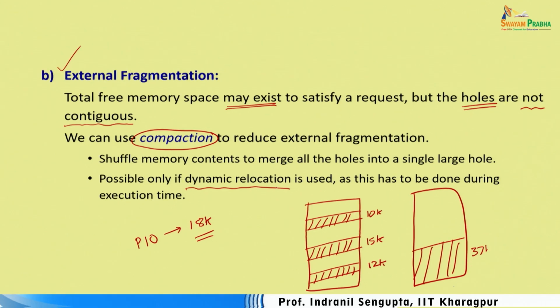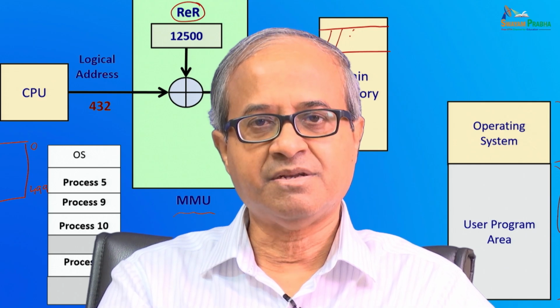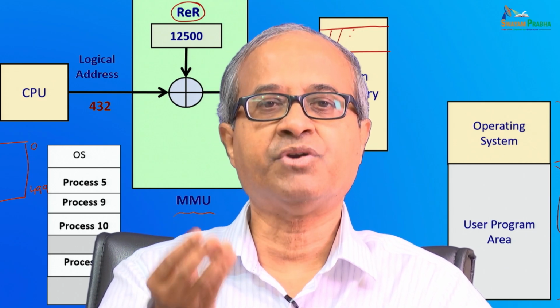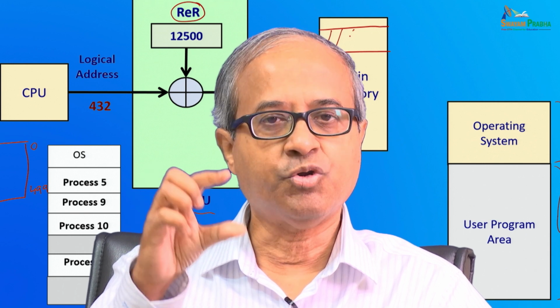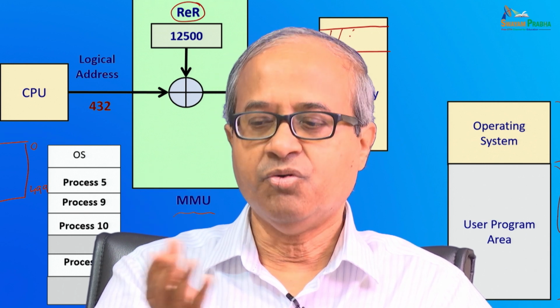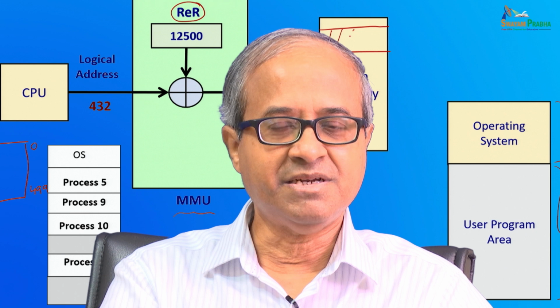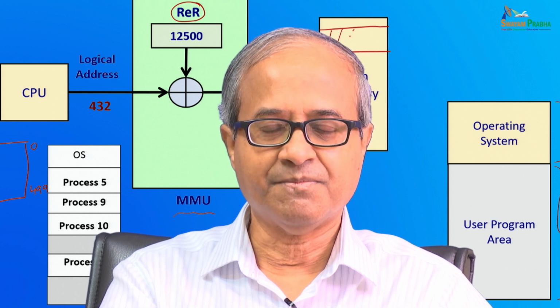So, with this we come to the end of this lecture, where we discussed some of the important memory management issues, and in particular we looked at contiguous memory allocation. We looked at the security issues, how to provide memory protection. We looked at the problem of fragmentation, internal and external fragmentation.